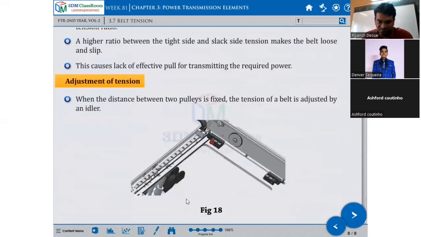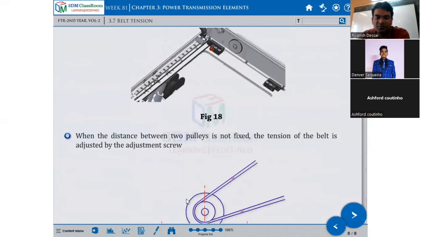Adjustment of tension. This is one tool. When the distance between the two pulleys is fixed, the tension of the belt is adjusted by an idler. When the distance between the two pulleys is not fixed, the tension of the belt is adjusted by the adjustment tool.